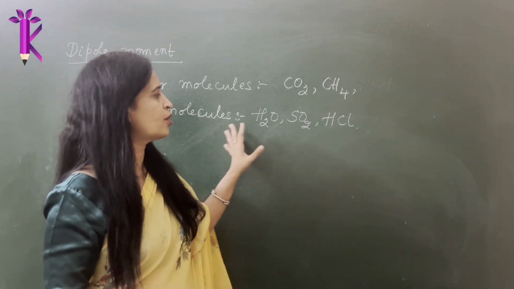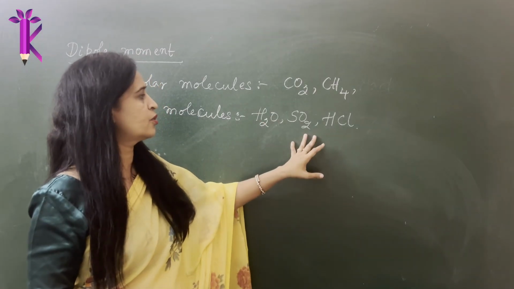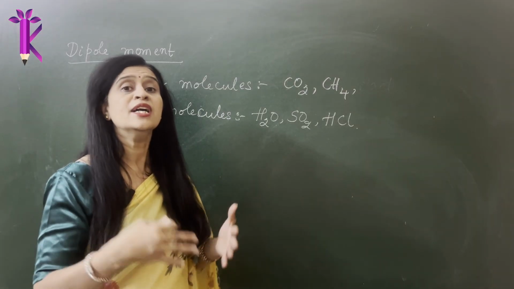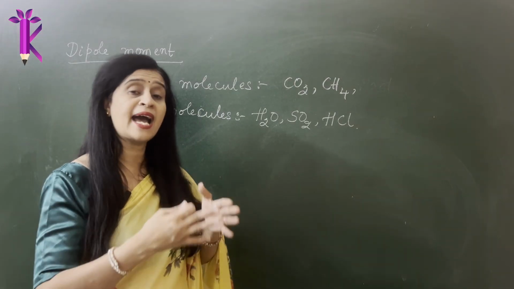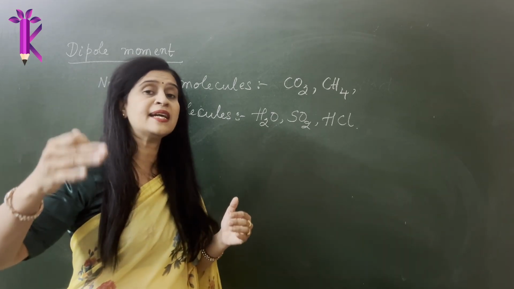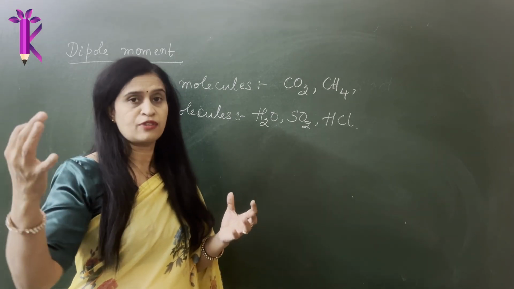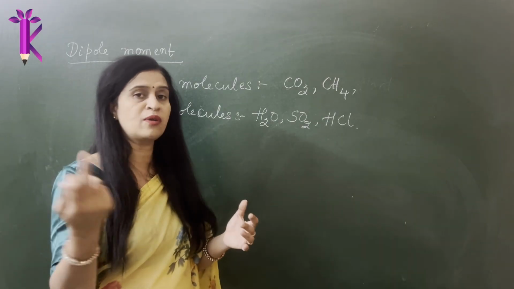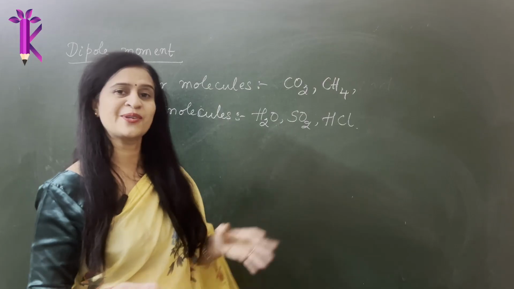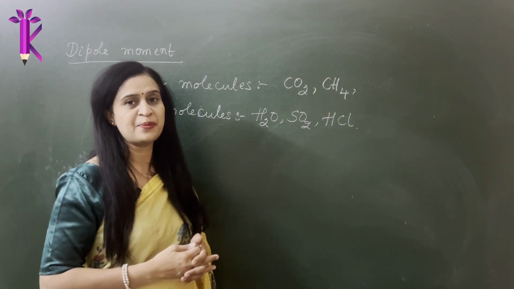Whereas there are certain polar molecules like water, sulfur dioxide, hydrogen chloride. So these kind of molecules do have a permanent dipole moment. They have a distance of separation. The positively charged nucleus is separated from the cloud of electrons which is revolving around the orbit by a certain distance of separation. So they tend to have a permanent dipole moment.